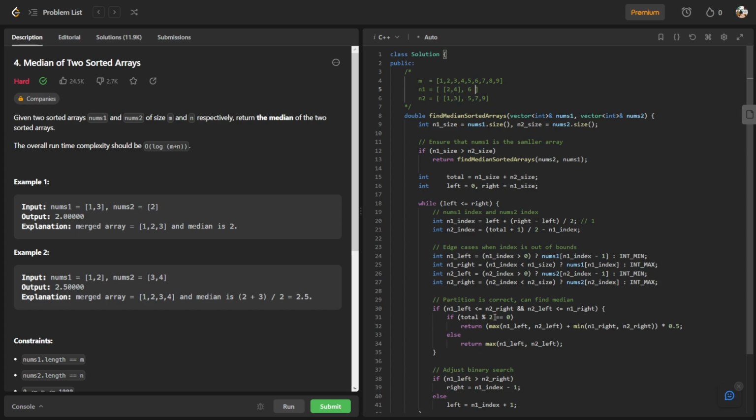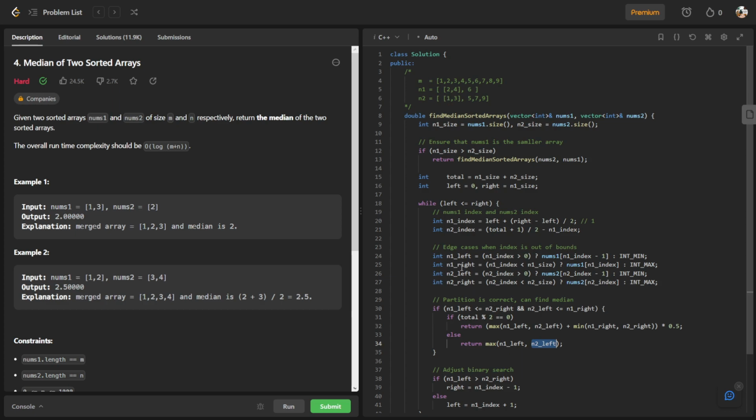And when it is correct, we just check whether the total is even or odd. If it is even, then you need to add both of the right side and divide by 2. If it's odd, then we just return the bigger number of the left side, of n1 left and n2 left, right?